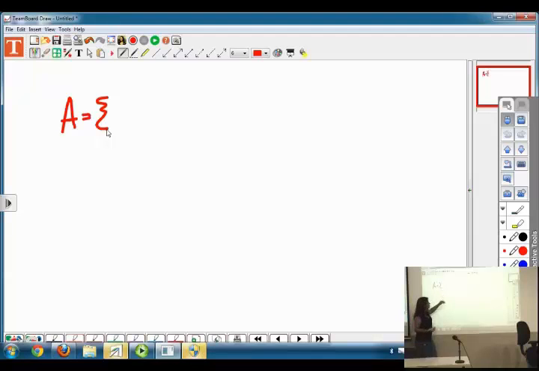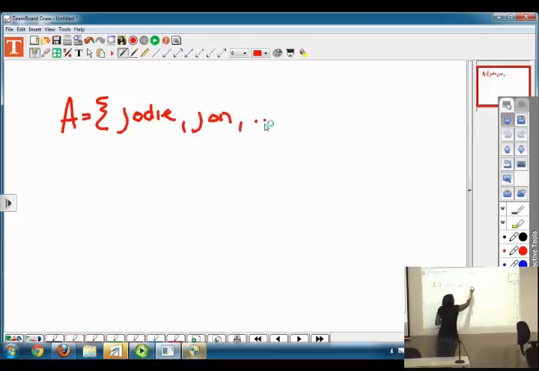So now I could just start putting names in here. I could put Jody, John, comma, and I could keep listing names of Collins's 9 a.m. class, right? This way of listing the names is called the roster method or roster notation. A roster notation just lists the elements that are in the set. Then you put commas between each element, and that's a roster notation to represent a set.